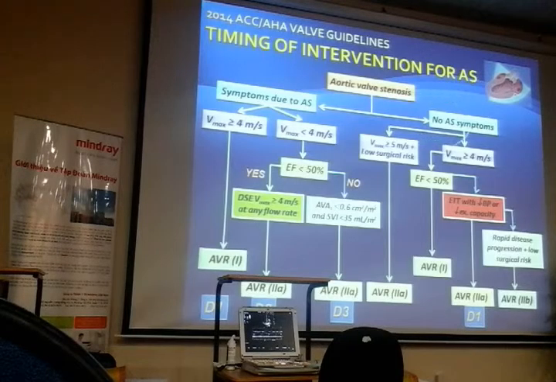There are still other indications for intervention in the asymptomatic population, including the very severe aortic stenosis patients or the patients that have rapid progression to disease.